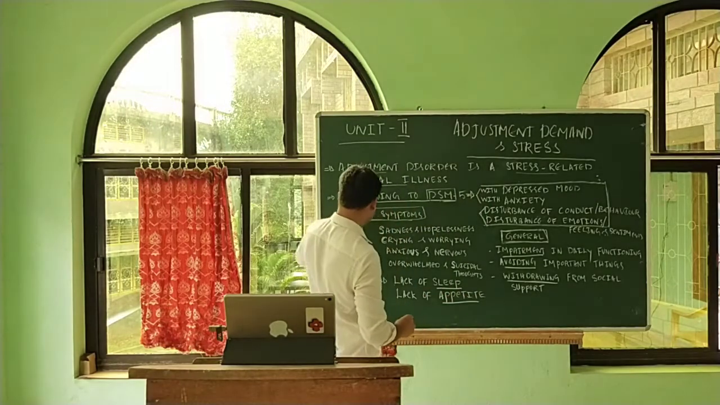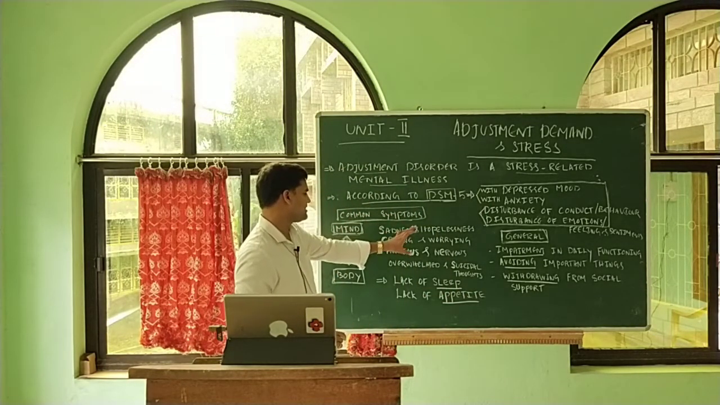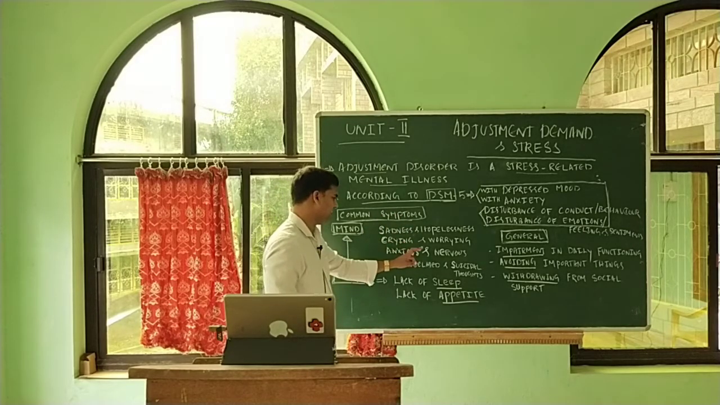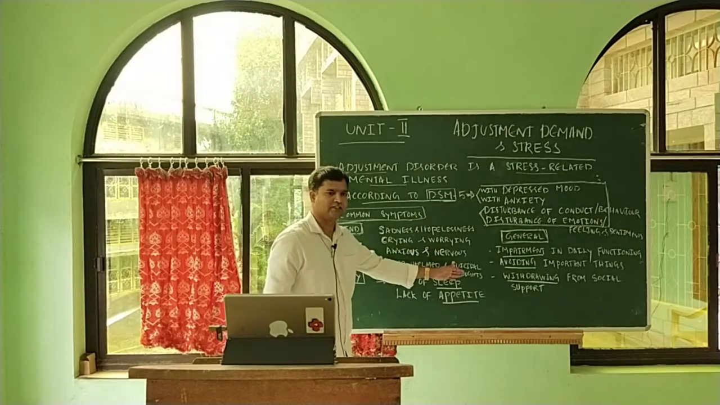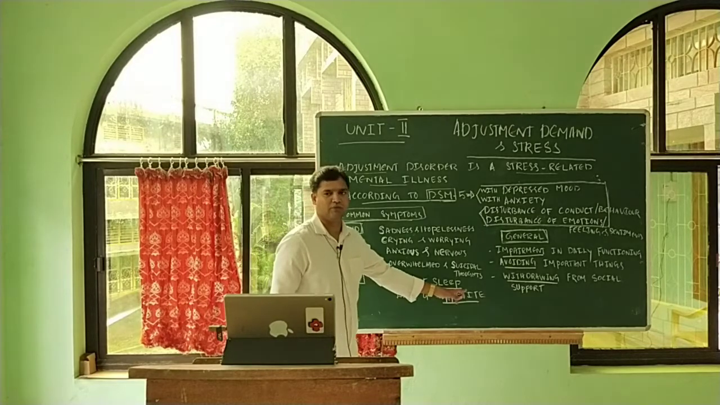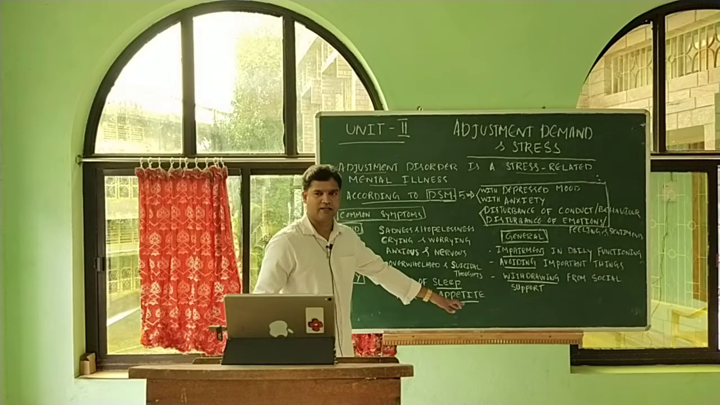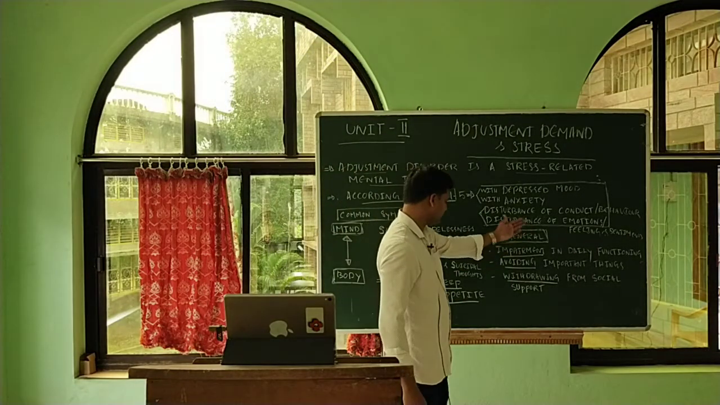So we have three types of symptoms. Of the mind, they have sadness and hopelessness, crying and worrying, anxious and nervous, feeling overwhelmed and suicidal thoughts. When it comes to the body, the lack of sleep, they are not able to sleep properly, lack of appetite, not able to eat properly. This will have its consequences.